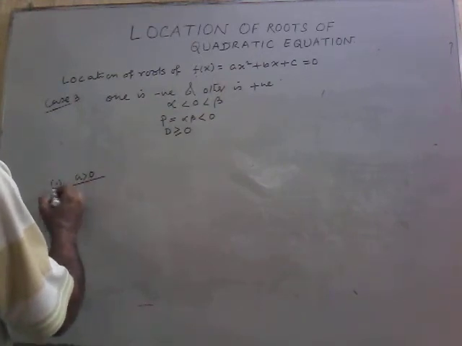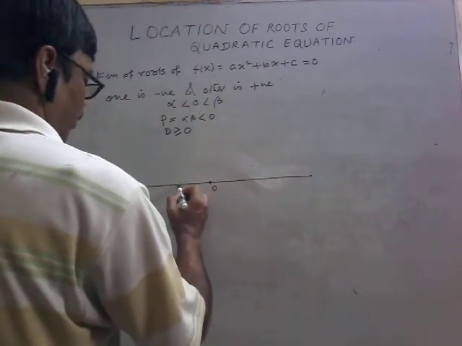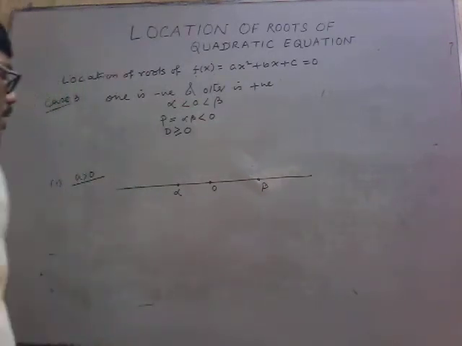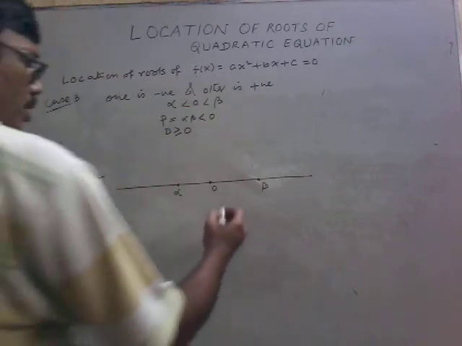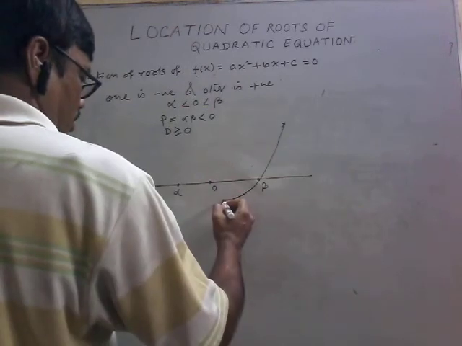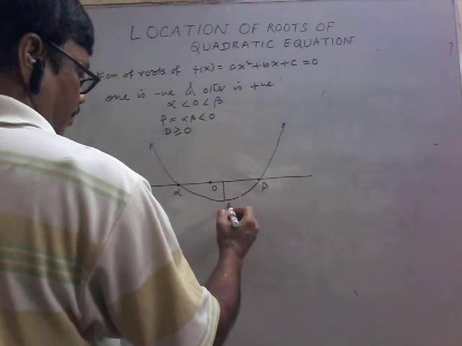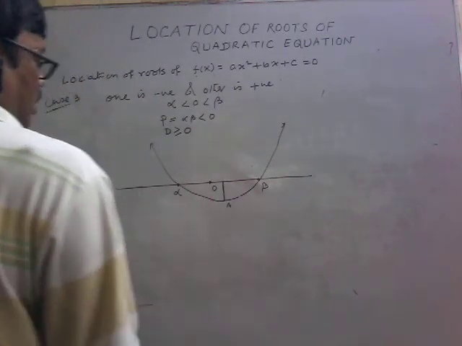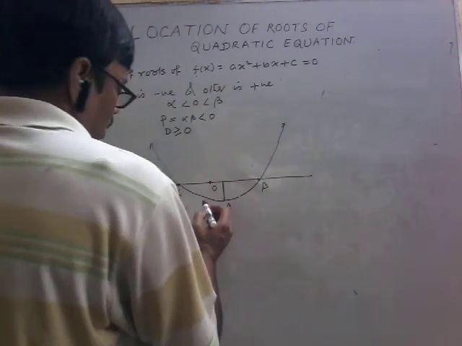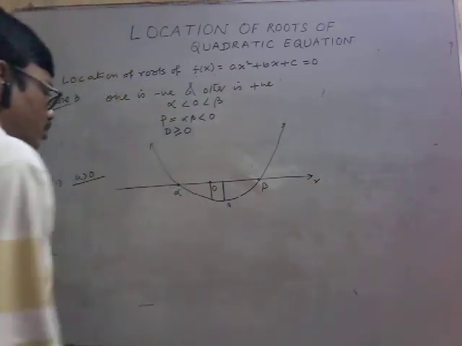A greater than 0. So for A greater than 0, this is O, this is alpha, this is beta. A greater than 0, upwards. So suppose this one is the vertex. So the vertex of the parabola, this. So this is A. So this is F0.